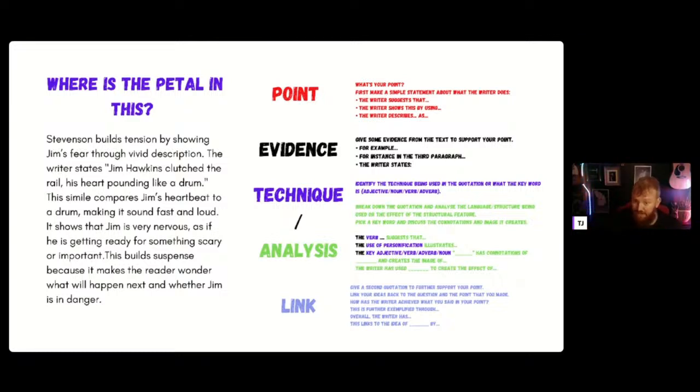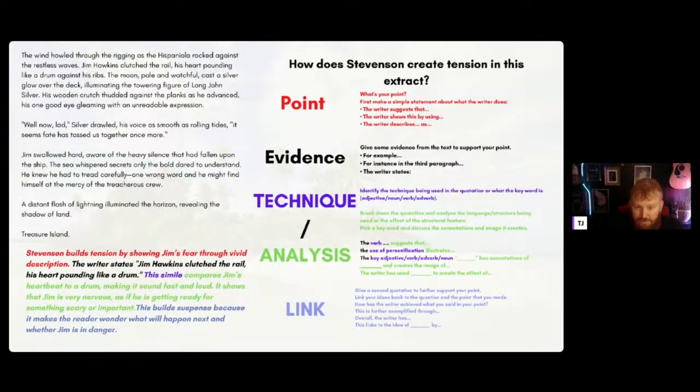And that continues here. It shows that Jim is very nervous, as if he's getting ready for something scary or important. Then we're linking that to something else. This builds suspense because it makes the reader wonder what is going to happen next or whether Jim is in danger. Okay, so this is what that would look like if I was to color code it for you here. That is our model answer.